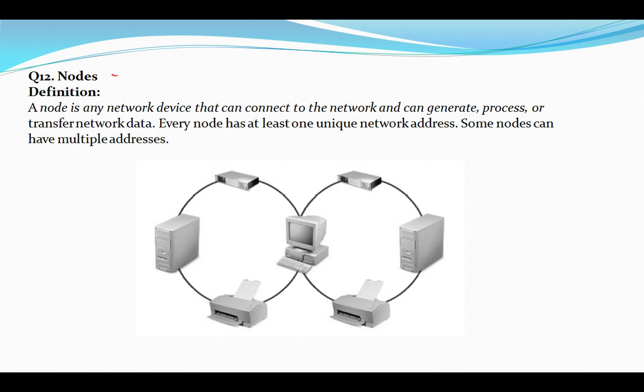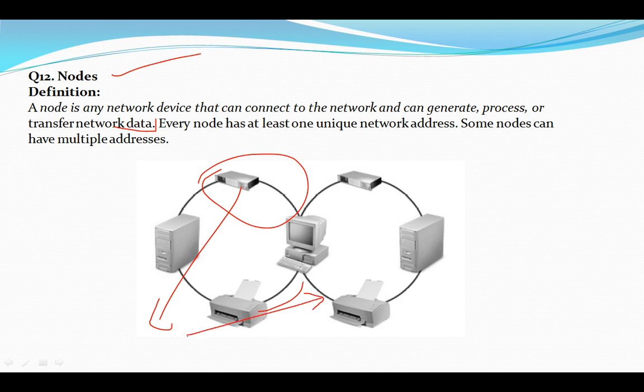Now, what is a node? What do we mean by node? A node is any network device that can connect to the network and can generate, process, or transfer network data. So the meaning is very simple. It is a kind of device which is used to connect to the network and can transfer data from one place to another, or process, or generate data. It should be able to generate data as well as transfer data. It should be capable of that. So this is called a node.